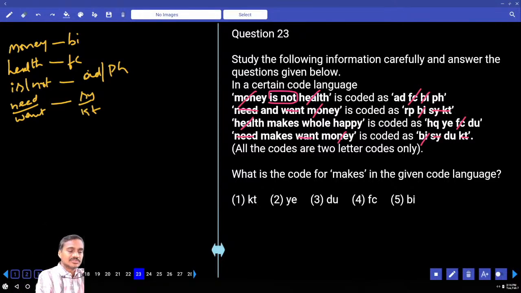Then finally, what is left over in the second statement? AND. And its code is RP. The code for AND is RP.